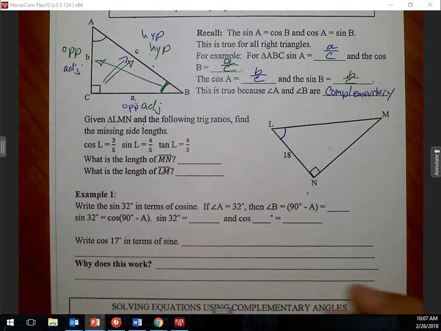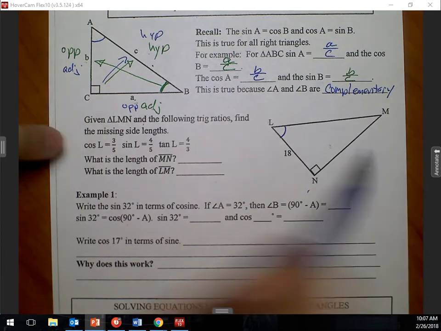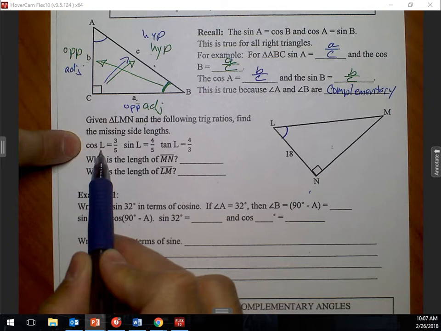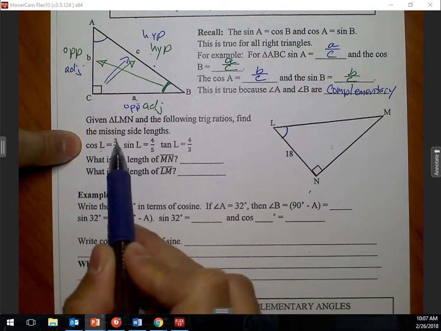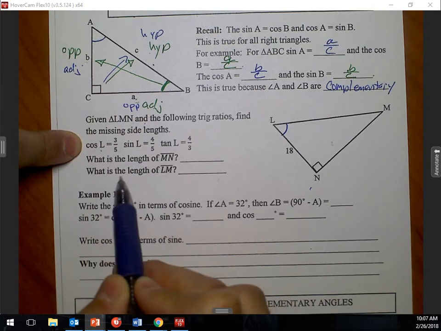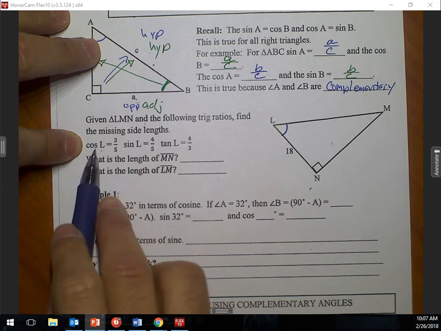Okay, let's go with that one. Wait, how do you know that? Because it says that right there. Oh, it just tells you. See? You don't have to prove it. No, it gives you. Yeah, everything's given to you here.